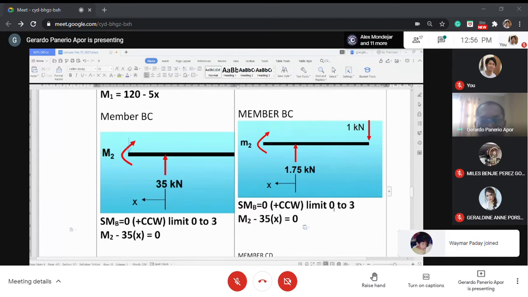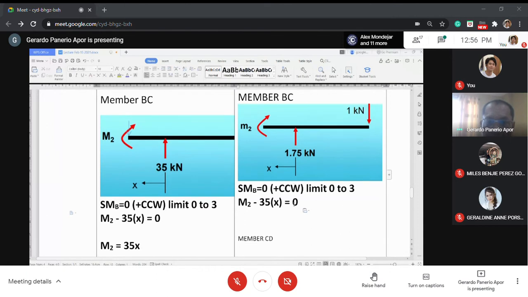The limit from 0 to 3 also, you will have it in clockwise. I think you don't have to include this because you only need B to C. And then this is only CD. So you have 1, and then opposing is 1.75. 1.75x is equal to 0. And this one will be letter small m.